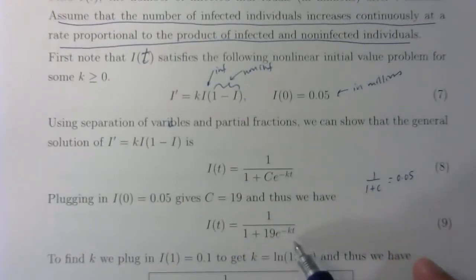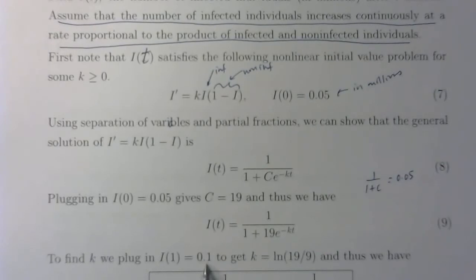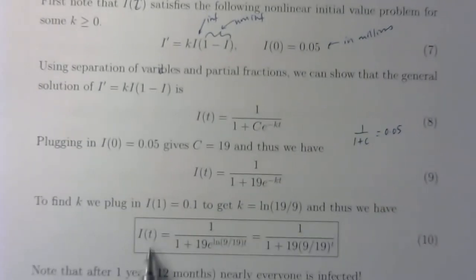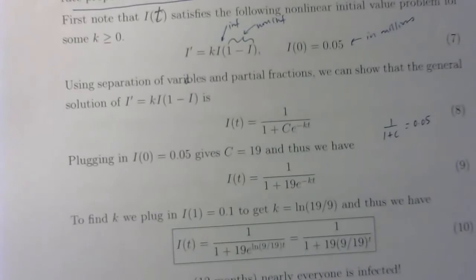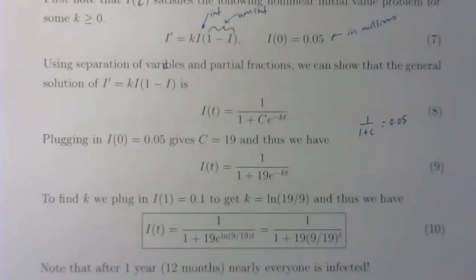I don't know K, so I can use the other bit of information in our problem that said after a month, 100,000 individuals were infected. When I plug 1 into this equation and set it equal to 0.1, I can solve that and get this K right here. So I plug that into my formula, and I know that e to the ln, those can cancel as long as it's only ln, so I can bring the t into the argument of the ln as an exponent. So it's e to the ln of 9 over 19 to the t, and then I'm left with just this when the e and the natural log cancel.